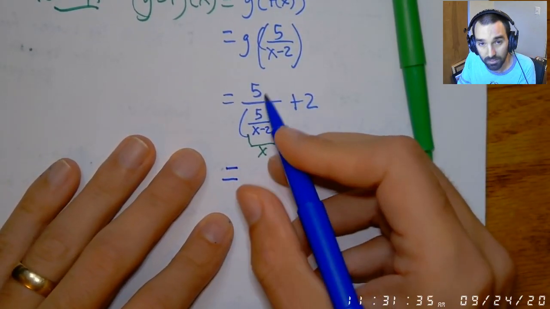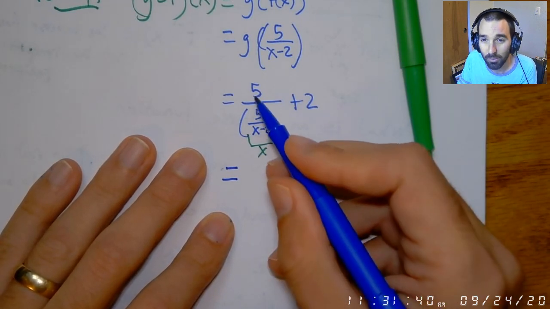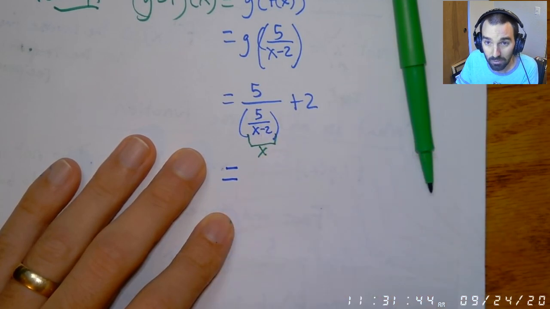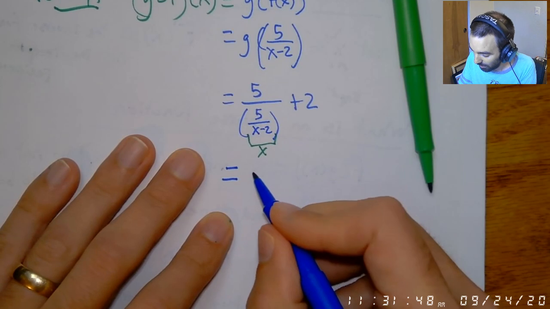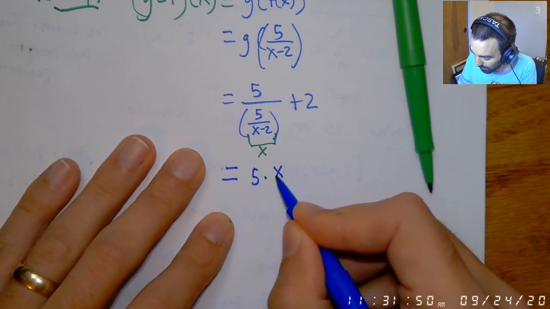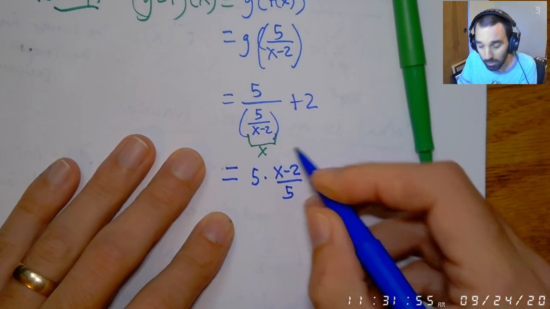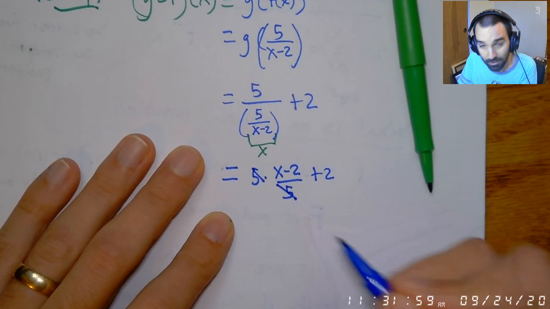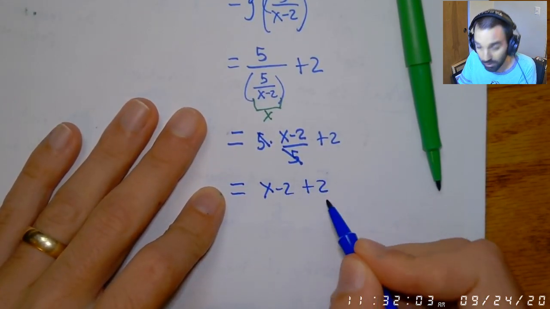So to simplify this, it's a fraction over a fraction. The easy and quick way to do that, whenever you have a fraction divided by a fraction, take the second fraction, flip it, and change it to multiplication. That's just called multiplying by the reciprocal. So I have 5 times x minus 2 over 5. You see how I flipped the bottom, changed it to multiplication? Well, here I go, multiply by 5, divide by 5. And then I have x minus 2 plus 2.